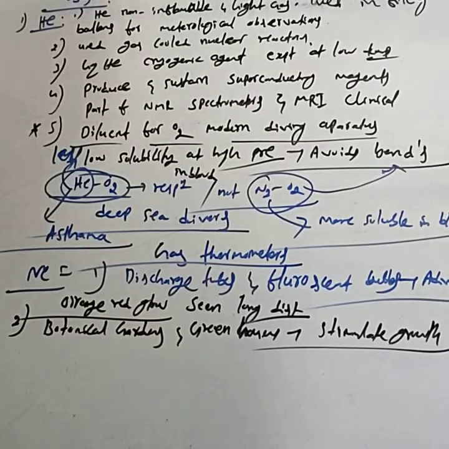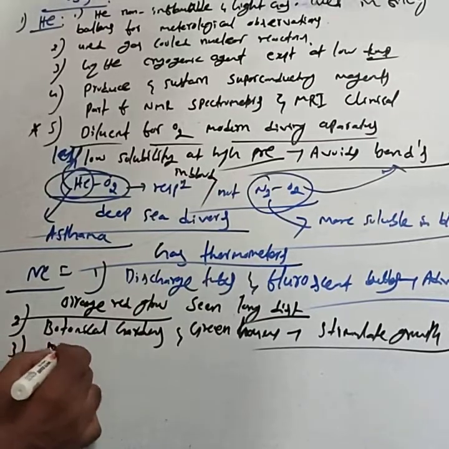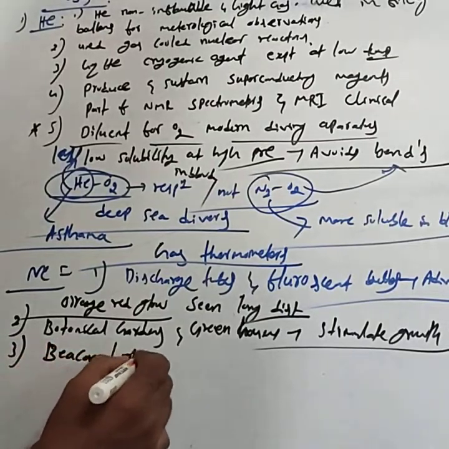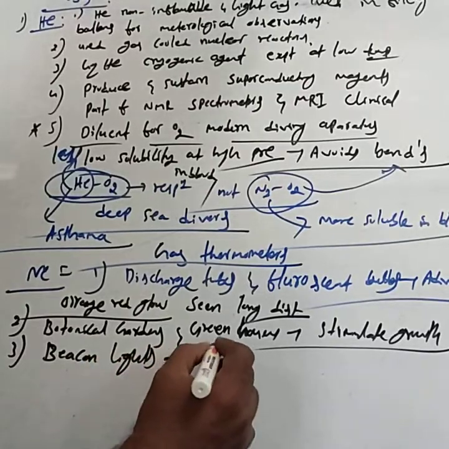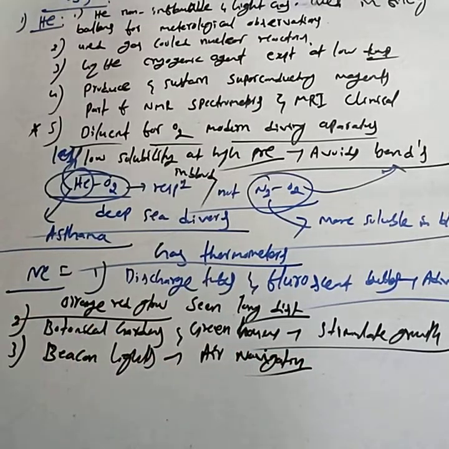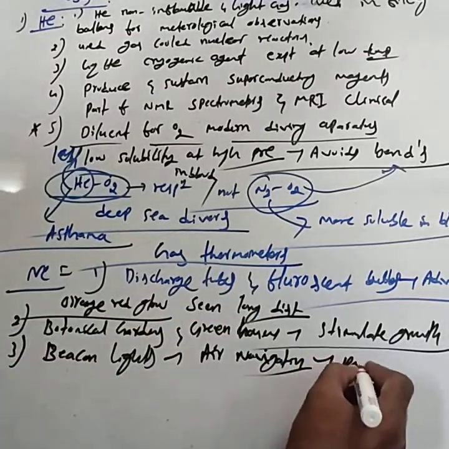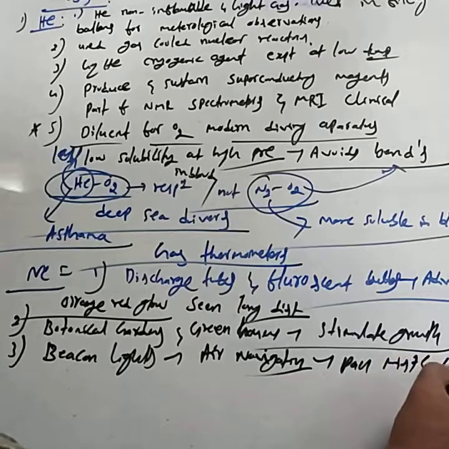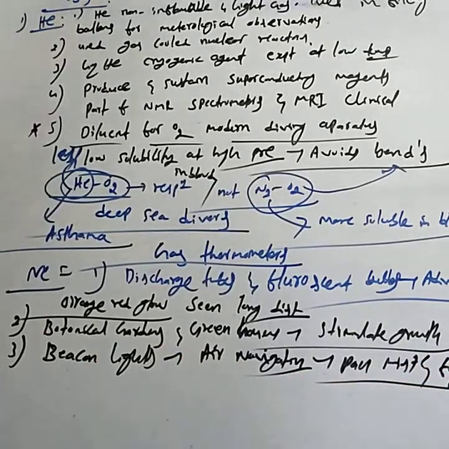Then neon is used in beacon lights for safe air navigation, because these lights can pass through mist and fog. Even through mist and fog, these beacon lights can pass. Hence, beacon lights are used in safe air navigation. This is about the uses of neon.